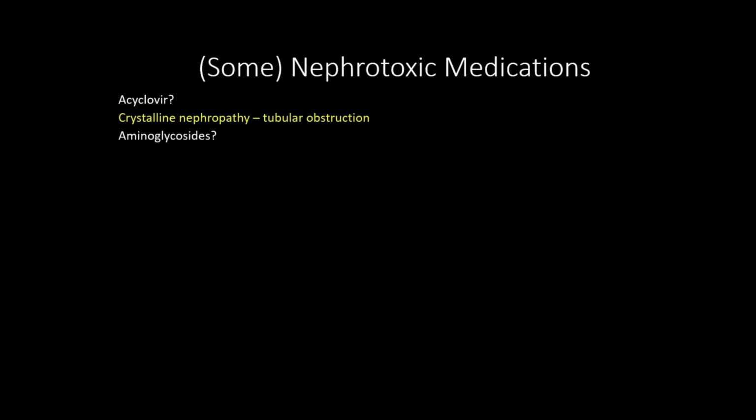How about aminoglycosides? A bunch of high-powered antibiotics with gram-negative coverage. These cause direct tubular necrosis, right? Very good. So what would you see on your UA with casts?